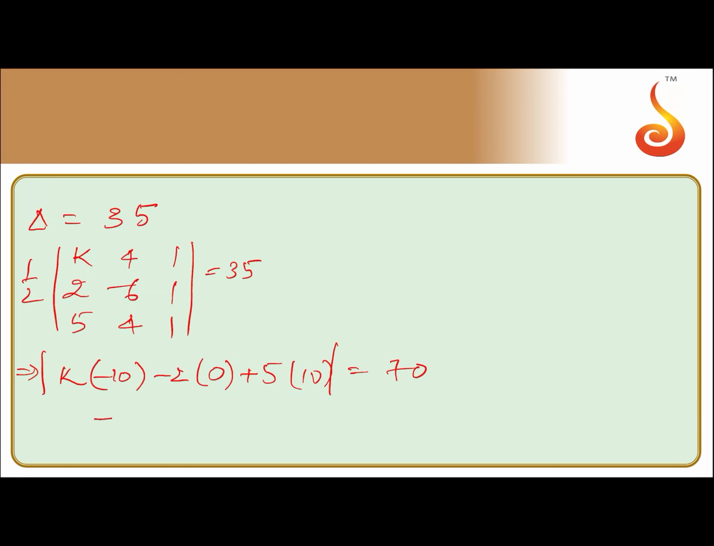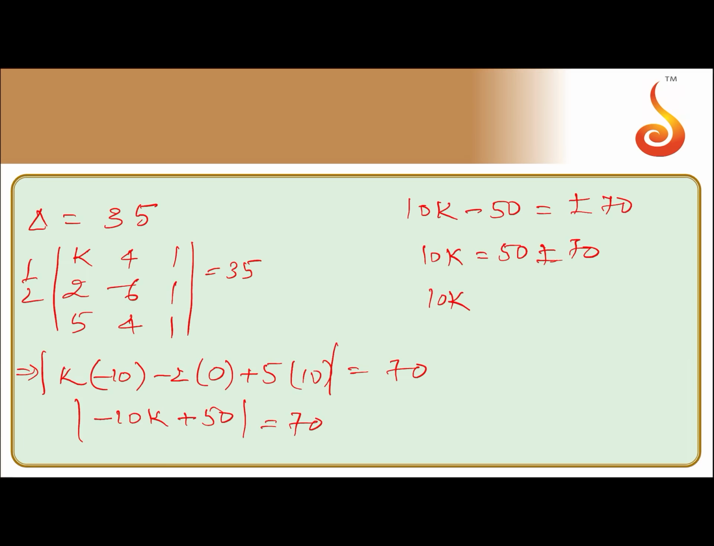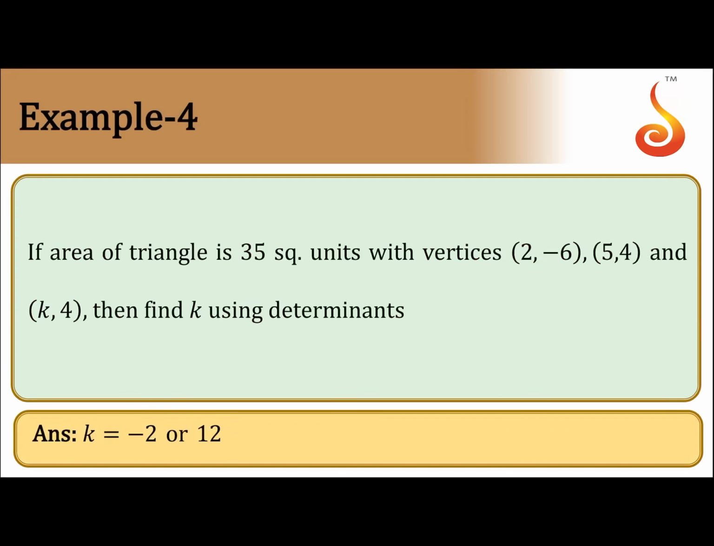So the modulus of minus 10k plus 50 is equal to 70. I can as well write this as 10k minus 50 is equal to plus or minus 70. So 10k is equal to 50 plus or minus 70. If I take the positive sign, you will get 120, or 10k is equal to minus 20. So k is equal to 12, or k is equal to minus 2. So the answer, the value of k is either 12 or minus 2.